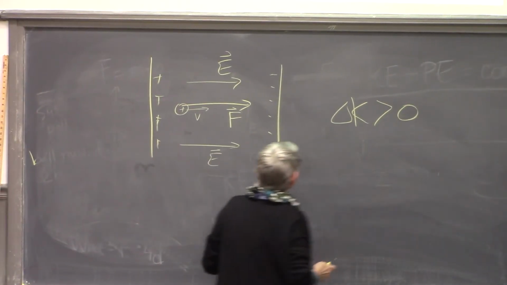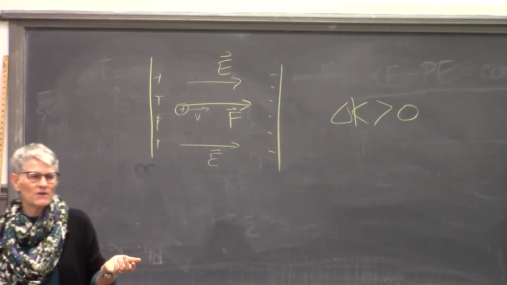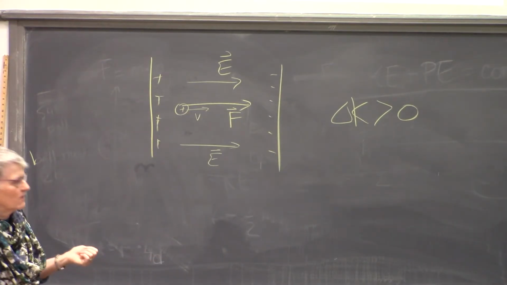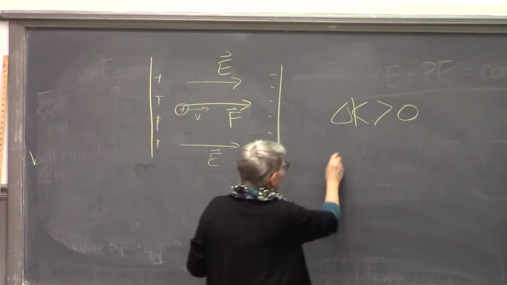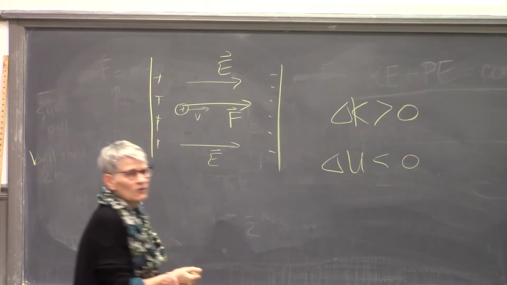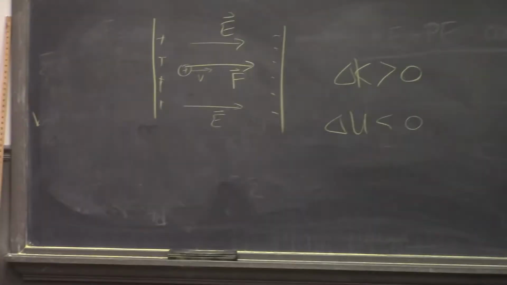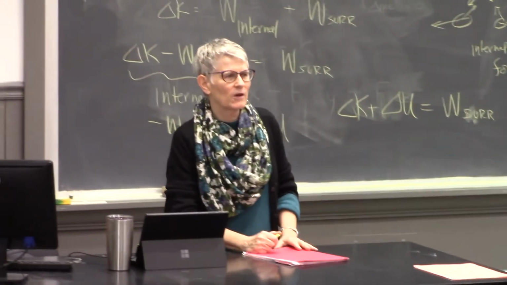is greater than 0, and therefore what must be true about the electric potential energy? Yeah, it's got to go down, doesn't it? So delta U is less than 0, and so that looks like answer 3. So if you said 3, your reasoning was correct. So, questions about this?